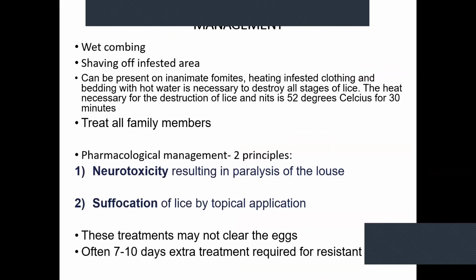Management: first is wet combing to get rid of the nits, and shaving of the infested areas. They can present as inanimate fomites, so heating infested clothing and bedding is needed.